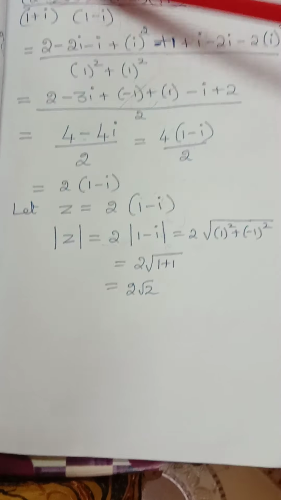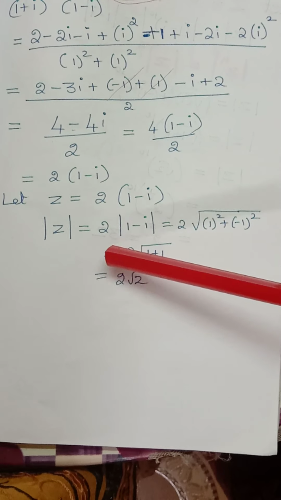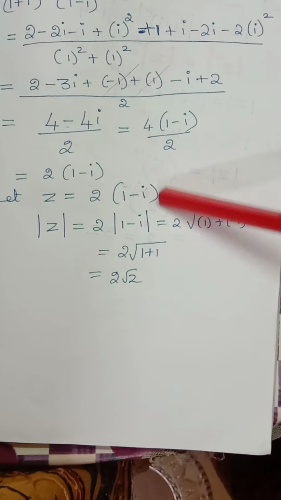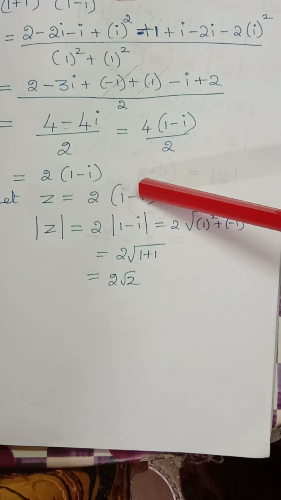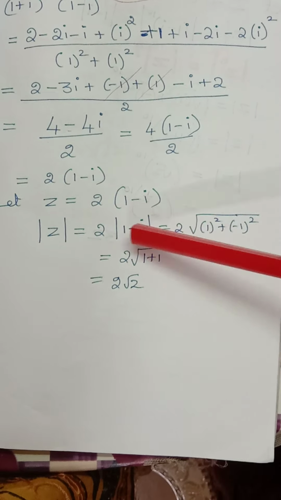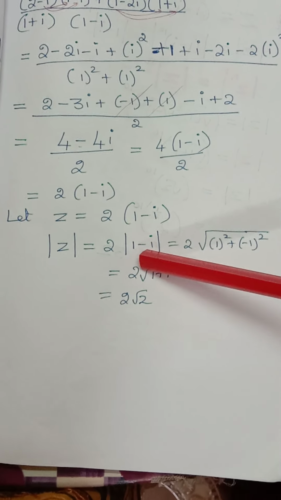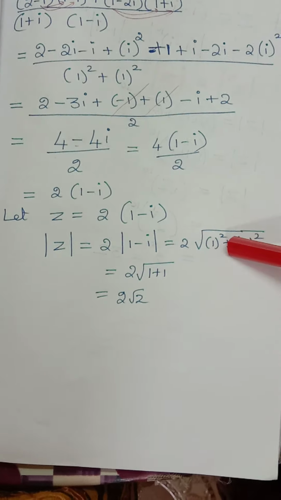So modulus of z is equal to, if you have taken any number outside as a common, then for that number we need not take modulus, that number can be written as such. For this complex number only we have to take modulus. So I am writing modulus of 1 minus i. And how will you find out the modulus? Real number square plus imaginary number square. So real number is 1 square, imaginary number is minus 1 whole square. So 1 plus 1, what will you have? 2. So the final answer for the modulus is 2 root 2.